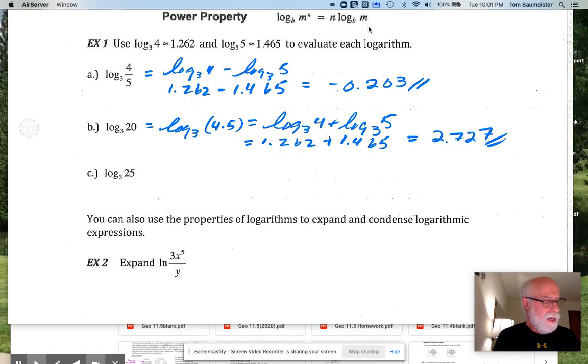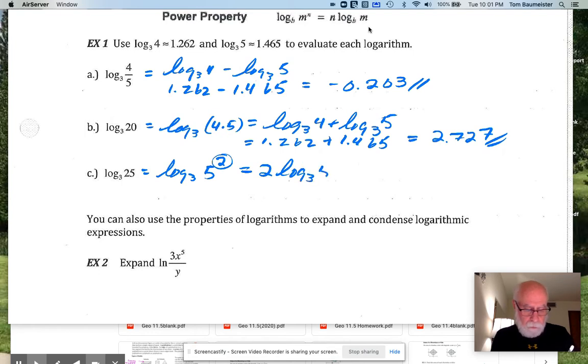And then the last one, again, you could say it's the log base 3 of 5 times 5. But again, what they're trying to show you is one of each kind. So on this one here, you could rewrite it as log base 3 of 5 squared, because you know that 5 times 5 is 5 squared. So if we do that, then we're going to look at the power property, which tells us we can take this 2 and put it in front. And when I do that, I'll get 2 times 1.465. And when I multiply those out, I'll get 2.93.